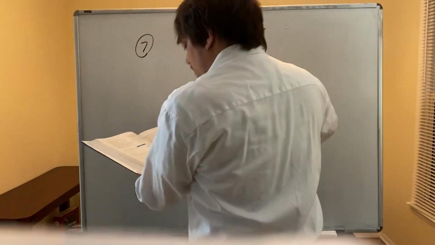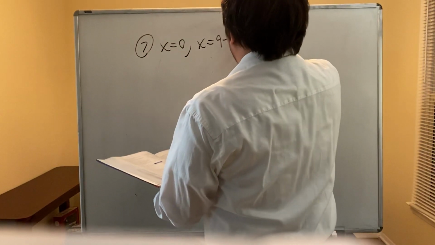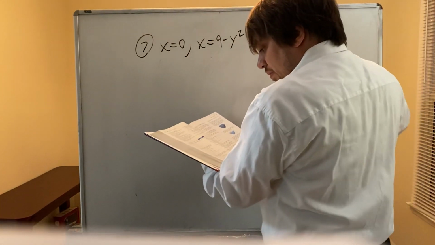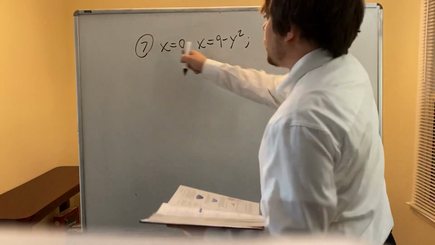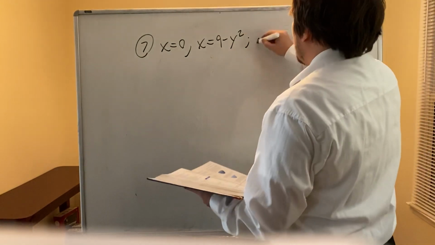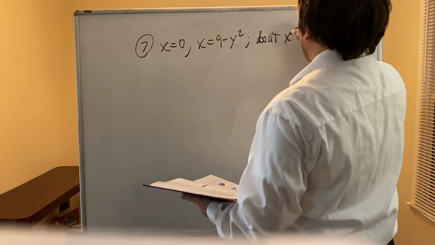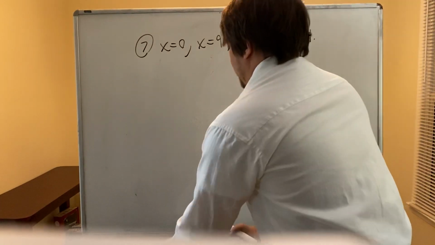Okay, let's do number 7. So for number 7, you have x equals 0 and x equals 9 minus y squared. We're going to take the region bounded by x equals 0 and x equals 9 minus y squared, and rotate that bounded region about x equals -1. All right, so let's do that.